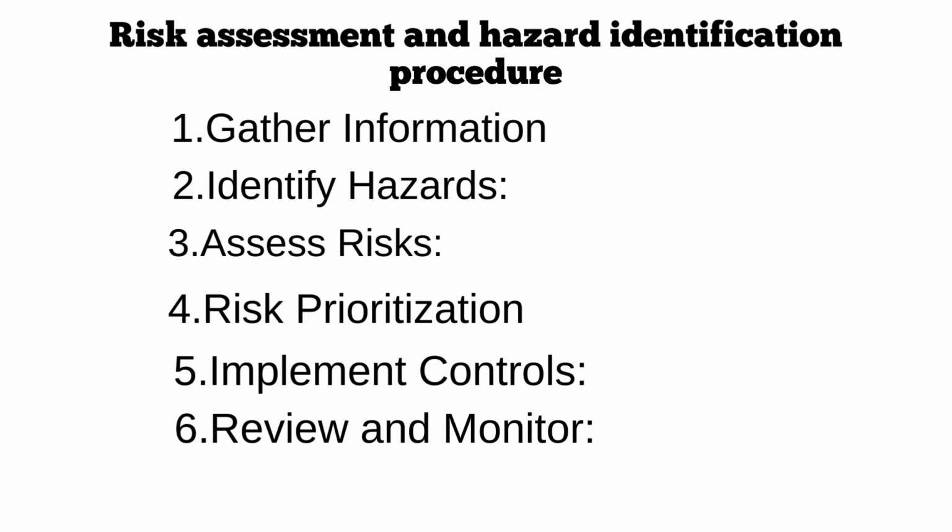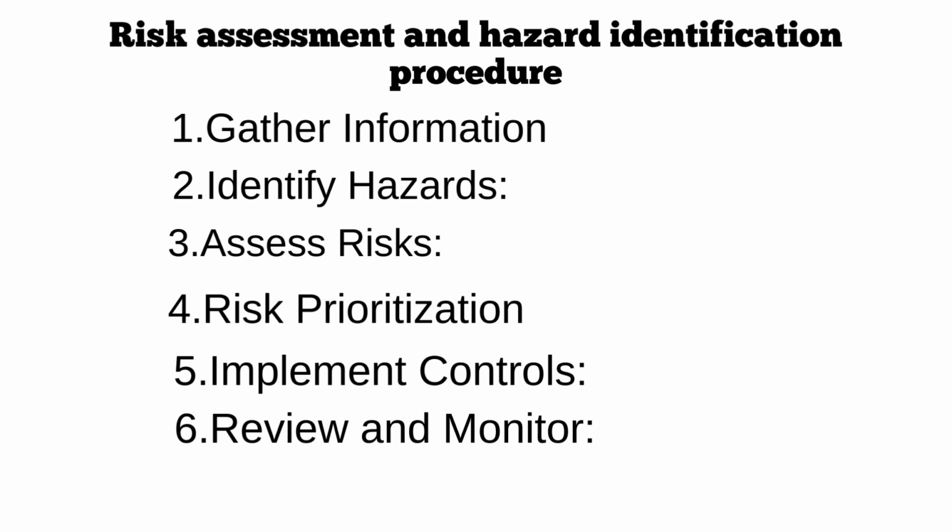The sixth step is review and monitor. Regularly review and monitor the effectiveness of the implemented control measures. Adjustment may be necessary based on changing work conditions, new hazards, or lessons learned from incident or near misses.